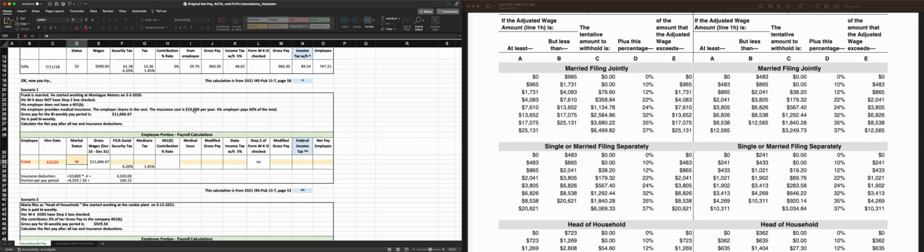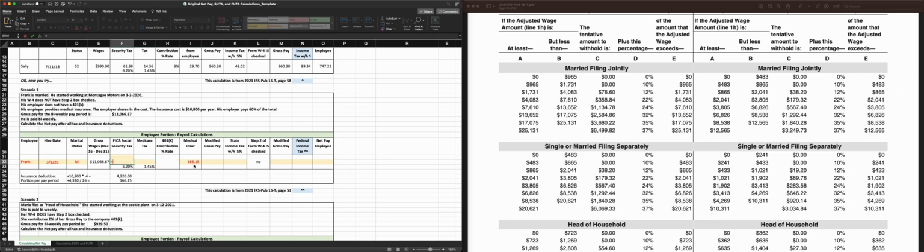So the insurance cost is $10,800 per year. His employer pays 60% of the total. Luckily, we have down here insurance deduction, $10,800 times 0.4 equals $4,320. Portion pay per period, $4,320 divided by 26 because it's bi-weekly. So there's 26 pay periods in a year. So $166.15 is what the medical insurance will be.